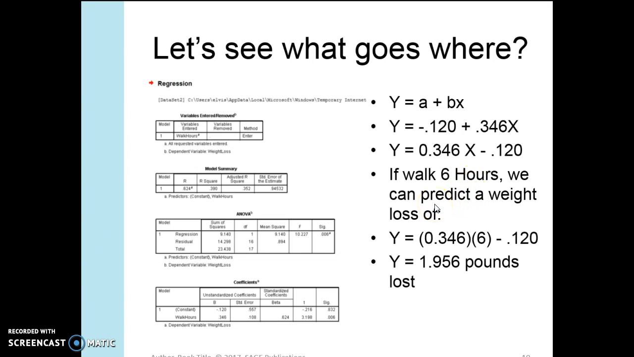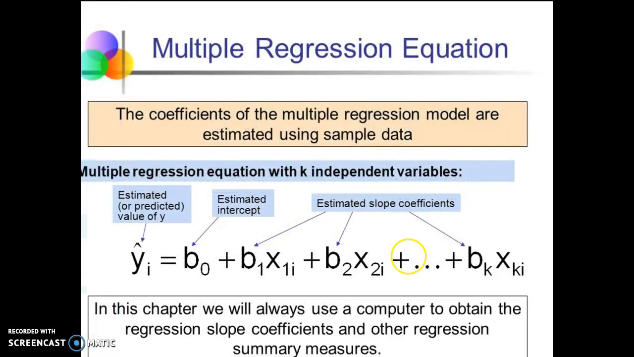can predict a weight loss of, we put that 6 in, 6 times 0.346 minus 0.120, 1.95 pounds lost that week. That is if you don't eat anything else and you just walk. Okay, multiple regression. And now this is a more powerful test, but it may not turn out as well as the simple regression does. But multiple regression is just what it says it is.